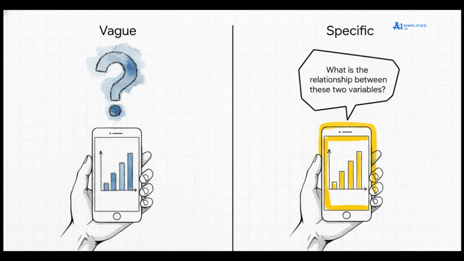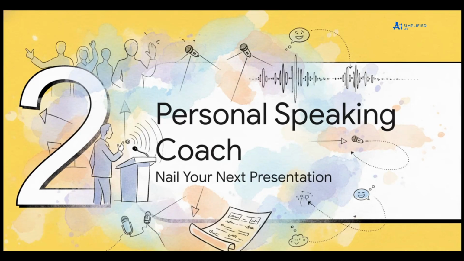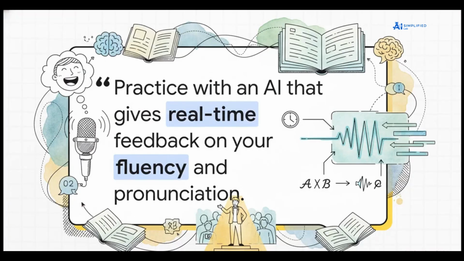Simple as that. Okay, visuals are one thing, but what about something we all kind of dread? Presentations, public speaking. Well, believe it or not, Gemini can be your personal speaking coach and help you absolutely nail your next one. Just imagine for a second practicing your speech with an AI that gives you real-time feedback, not just on your words, but on your pacing, your clarity, your fluency. We're talking about building actual confidence, so when you get up there in front of everyone, you're not just ready, you're rock solid.